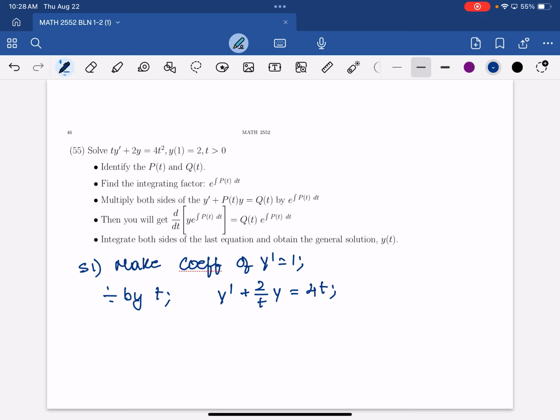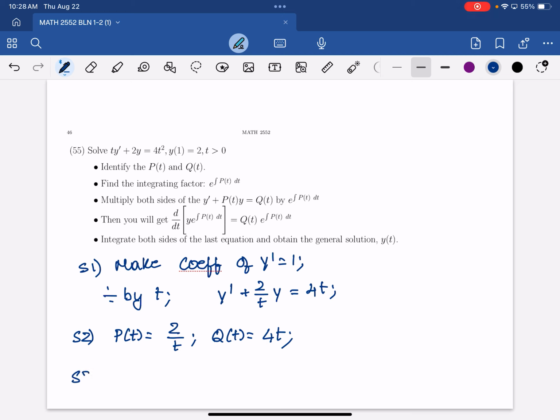Step 2 is to identify what is p of t and what is q of t. P of t is the coefficient of y, which is 2 over t, and q of t is the right hand side, which is 4t. Okay?